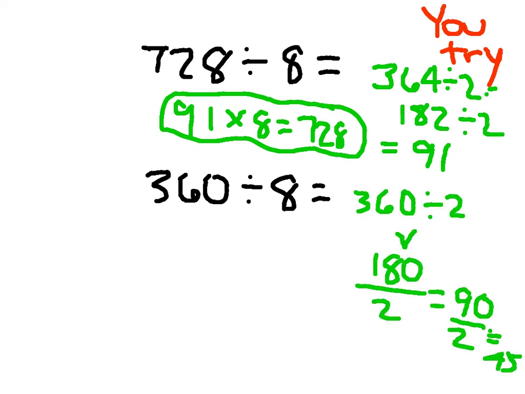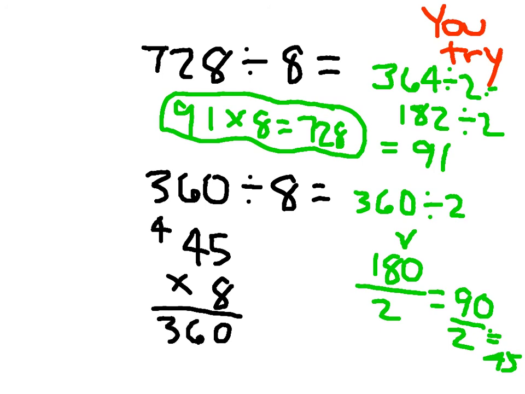So as you see there, we have 360 divided by 8. I halved once. I halved twice. I halved 3 times to get 45. 360 divided by 8 equals 45. Did you do your check already? 45 times 8: 5 times 8 is 40, 4 times 8 being 32, plus 4 being 36. 360 right there. So that checks.